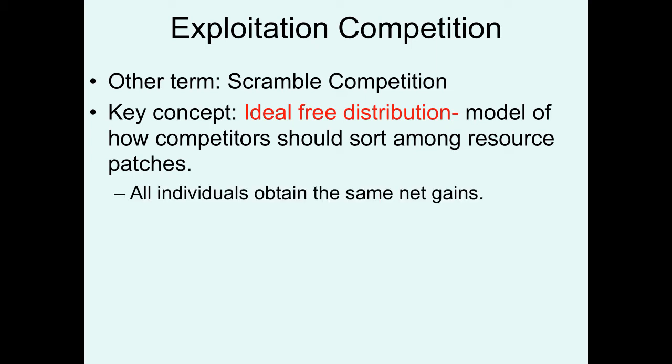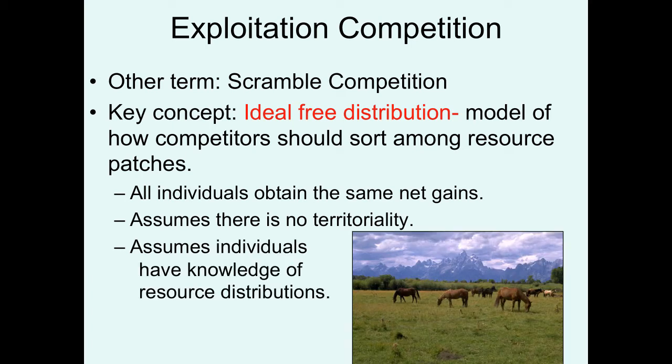There are certain assumptions required for the ideal free distribution to be met. One of these is that all individuals obtain the same net gains associated with whatever habitat they're using. It assumes that there's no territoriality or despotic behavior. Individuals are free to go wherever they want to go among multiple potential habitat patches. And it assumes that individuals have some base knowledge of the resource distributions, and they use this knowledge to move among patches so that they can maximize their net gains. In other words, they have to have some potential to behave optimally.